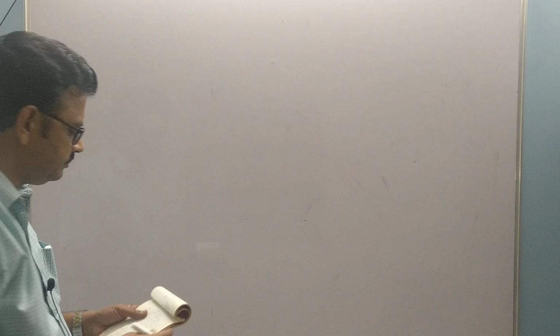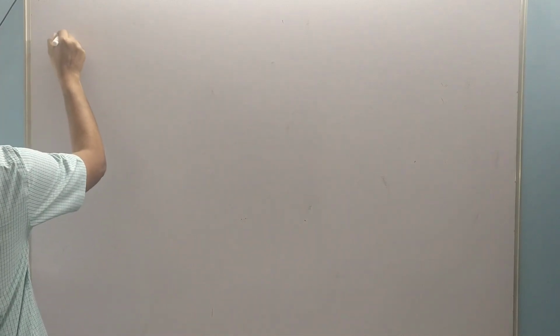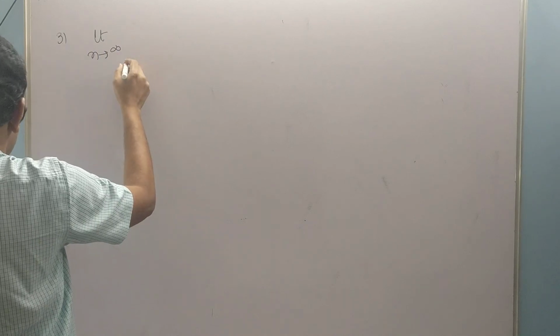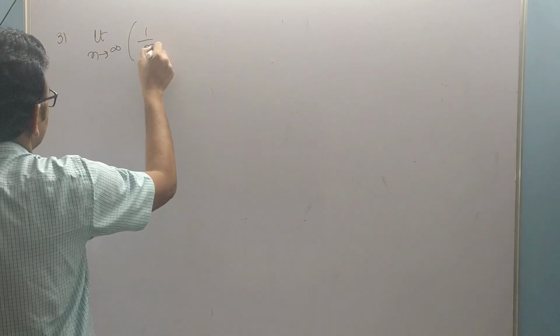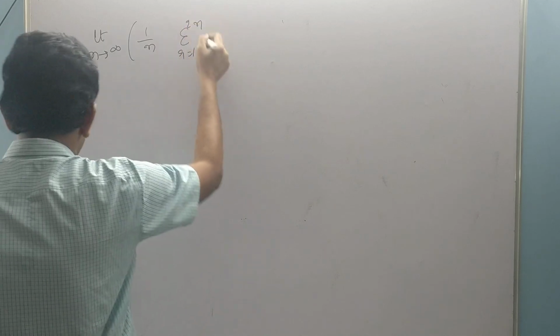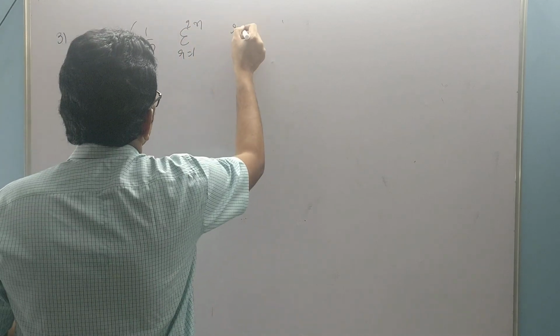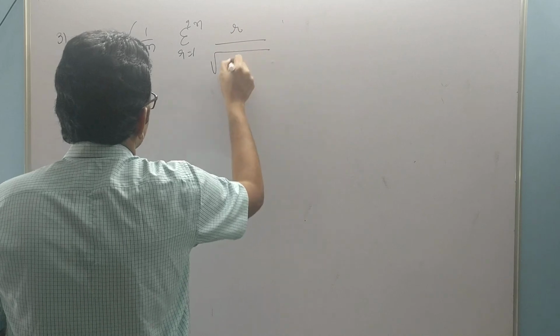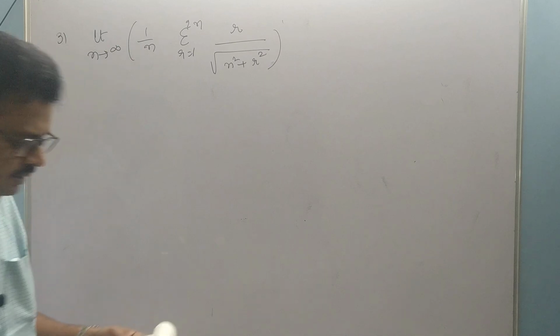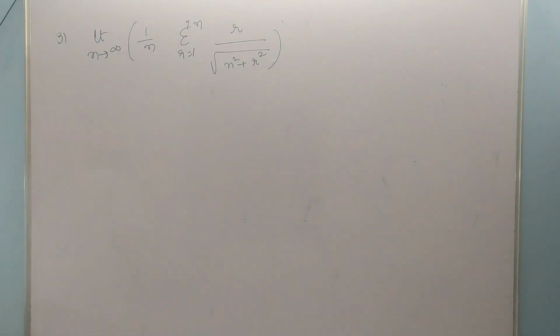Next problem. Limit of n tends to infinity 1 by n into sigma r equal to 1 to 2n, r by root of n square plus r square. So it is given directly.